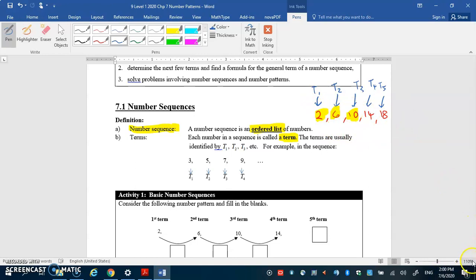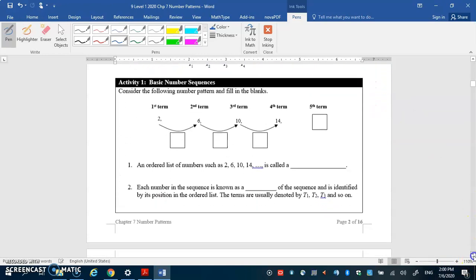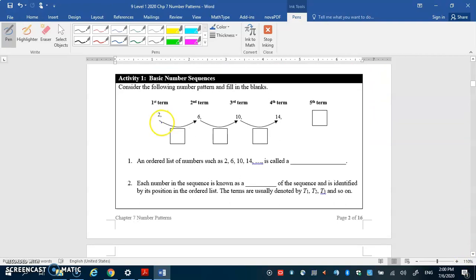Okay, let's look at this first example, the basic number sequences. Okay, so if you have the first term 2, second term 6, third term 10, fourth term 14, immediately you can see that, oh, this is an addition of 4. So it's plus 4, plus 4, plus 4, plus 4, right? So what's my fifth term? It's going to be 18. So this ordered list is known as a number sequence, as we just found out. Please fill in the blanks as we go along. A number sequence, and every number is known as a term.